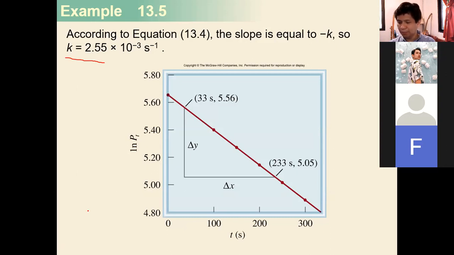Nakapag-analytical chem pa kayo bago nag-pandemic? Laboratory? Nakagawa pa kayo ng mga experiments sa analytical chem? Abutan nyo pa? Tapos nyo pa?